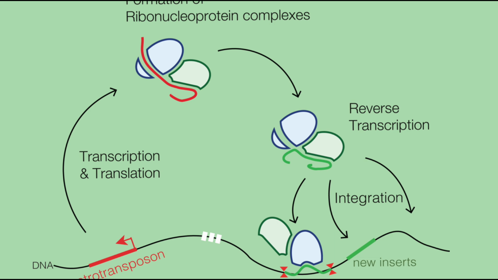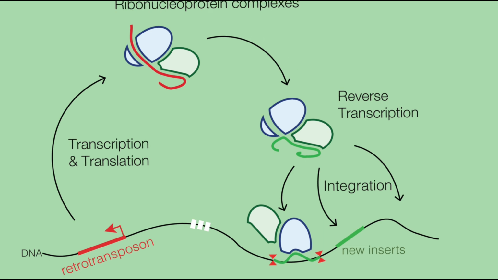Within this complex, the RNA is reverse transcribed into complementary DNA, that is cDNA, by the reverse transcriptase enzyme. Now the RNA is shown in green. The newly synthesized cDNA is integrated into a new location in the host genome by the integrase enzyme. This results in a new insert of the retrotransposon gene segment in the DNA. The cycle is repeated. Once inserted, the new copy can again be transcribed and the cycle continues, leading to the copy and paste expansion of the retrotransposon in the genome.